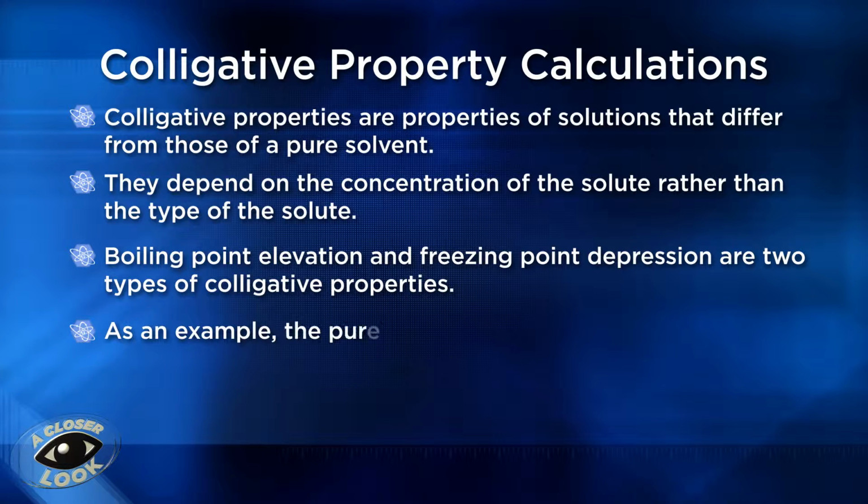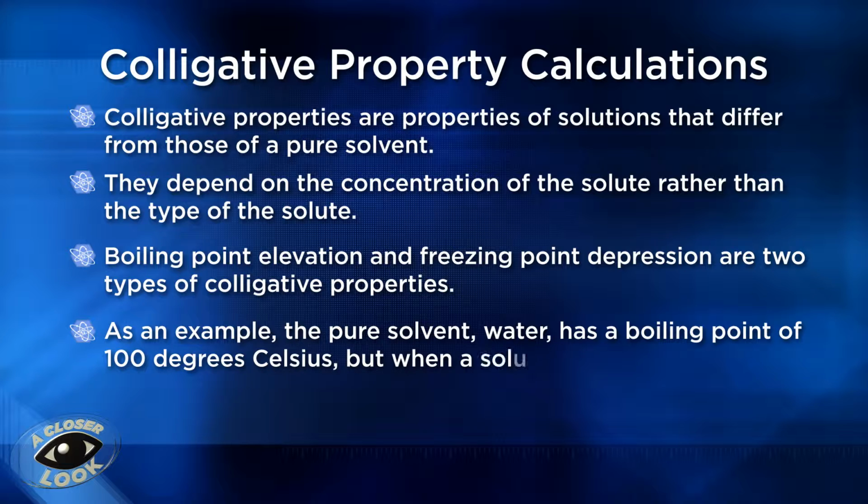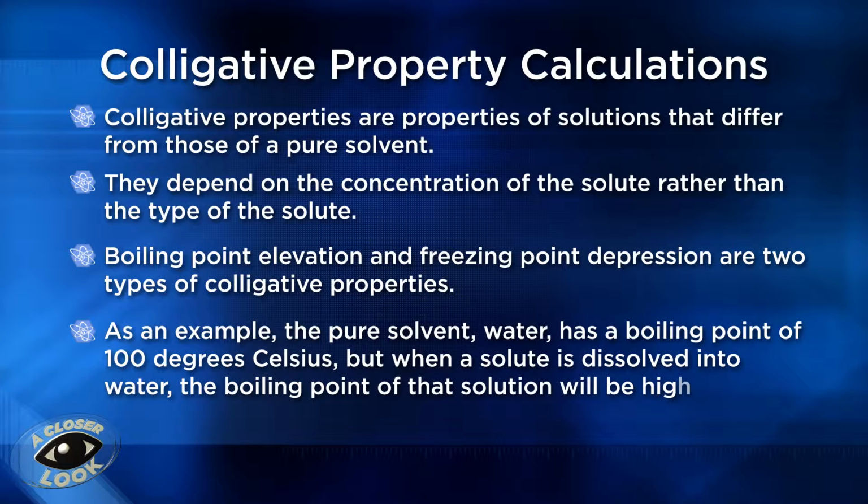As an example, the pure solvent water has a boiling point of 100 degrees Celsius. But when a solute is dissolved into water, the boiling point of that solution will be higher than 100 degrees. That is due to the presence of the solute particles in the solution and how they interact with the solvent particles.